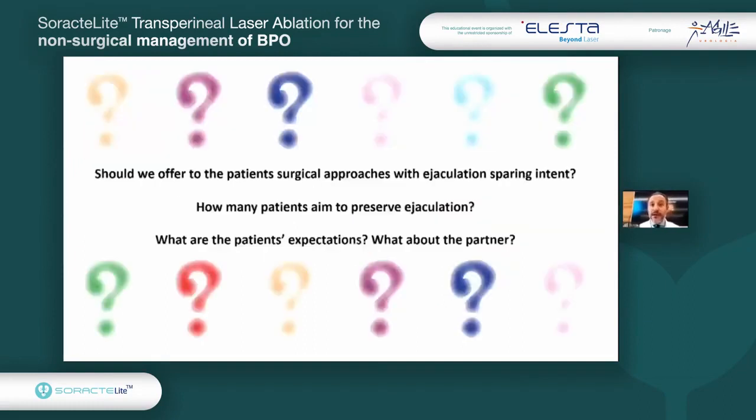So at the end of the game, what are my questions, and what I hope we will be able to give some answers to, is: should we offer patients today surgical approaches with an ejaculation sparing technique? And if yes, how many patients aim to preserve the ejaculation? And so what are the patient expectations? And what about the partner? So what are the partner expectations?